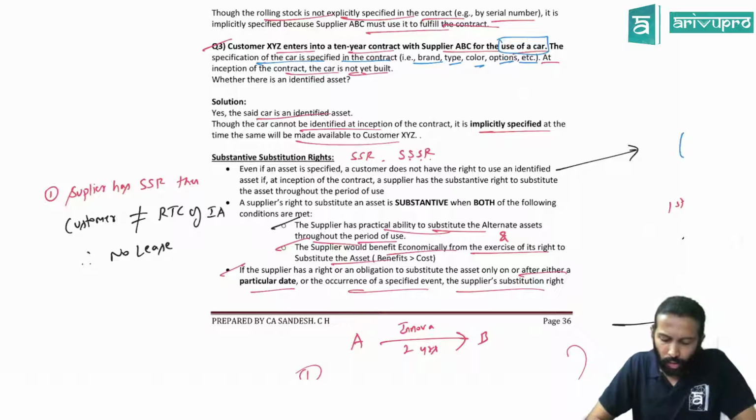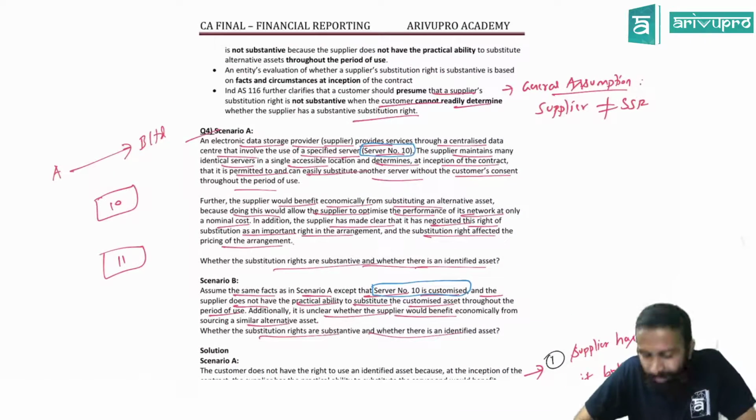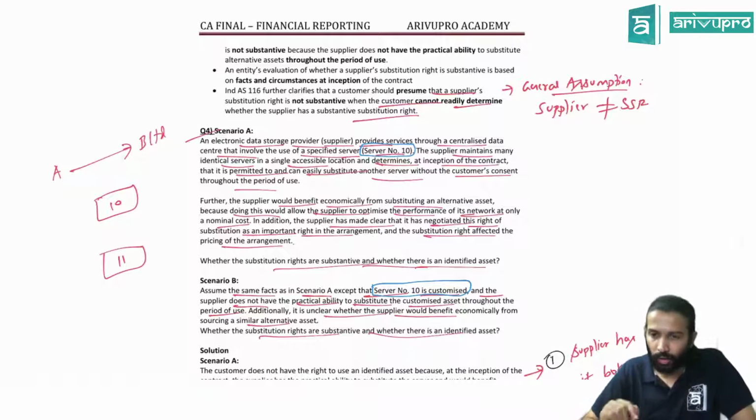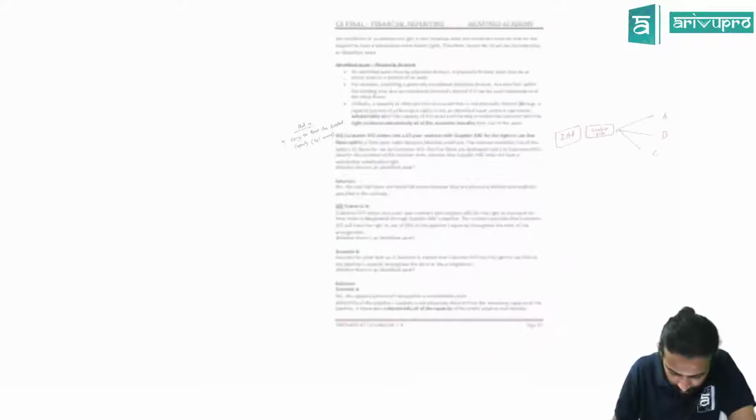And what is the general rule of SSR? Generally, we assume that the supplier does not have SSR, unless you specifically prove that he has it. Otherwise, generally, we assume that he does not have it. Okay, this is the SSR concept.